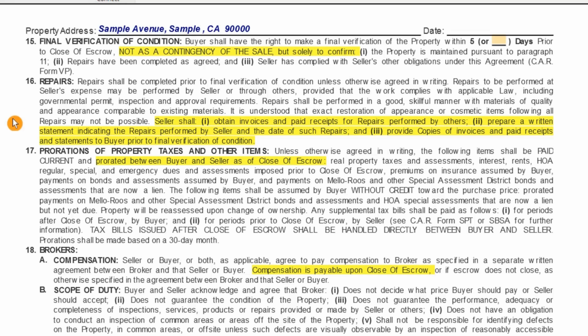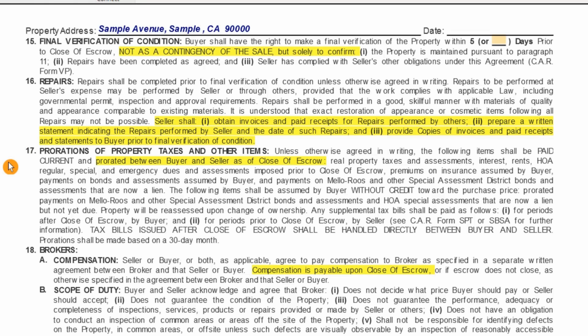Repairs need to be completed prior to that final walkthrough, unless agreed upon otherwise in writing. And the seller shall obtain invoices and paid receipts for repairs, prepare a written statement indicating the repairs performed by the seller and the date of the repairs, and provide copies of invoices and paid receipts and statements to the buyer prior to final verification of condition. Section 17 deals with prorations of property taxes and other items.